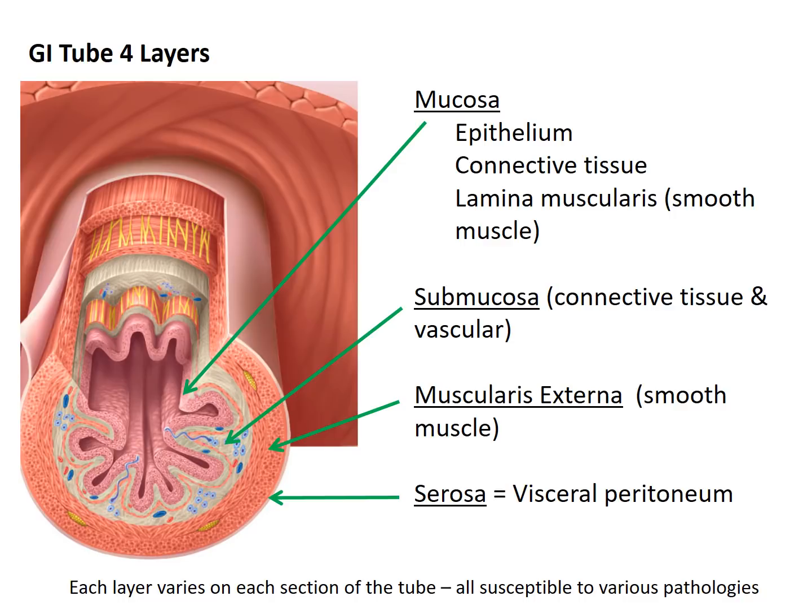That tube of the GI tract is made up of 4 distinct layers. So going from outer to inner, we have the mucosa, then the submucosa, the muscularis externa, and the serosa. And as you'll see, each layer varies depending on what section of the GI tube you're in, and each layer is susceptible to a number of different pathologies. We'll look at each of these in depth as we move down from north to south.